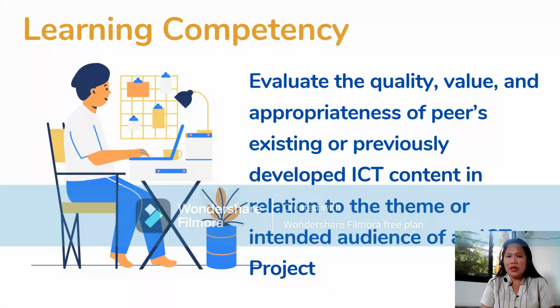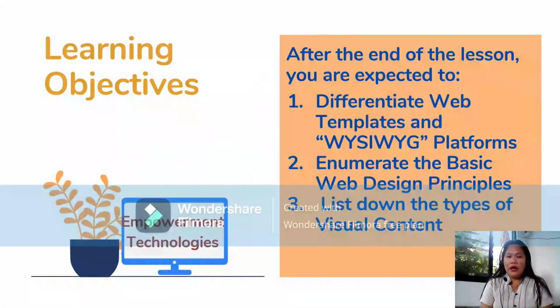Our learning competency: evaluate the quality, value, and appropriateness of peers' existing or previously developed ICT content in relation to the theme or intended audience of an ICT project. Our learning objectives: at the end of the lesson, you are expected to, number 1, differentiate web templates and WYSIWYG platforms. Number 2, enumerate the basic web design principles. And number 3, list down the types of visual content.